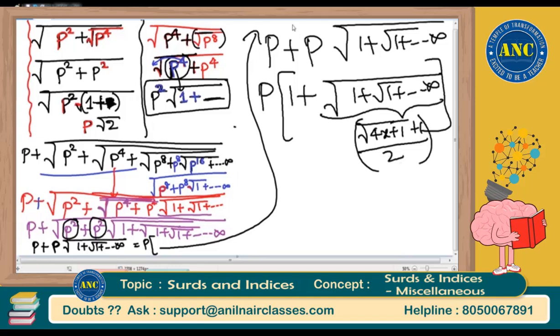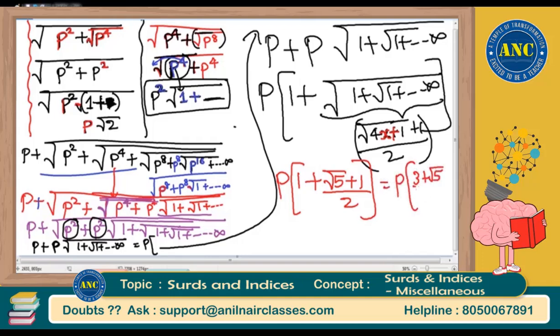So I can make use of that corollary and write it as p into 1 plus, where x value is 1: 4 into 1 is 4, 4 plus 1 is 5. It is root 5 plus 1 by 2. Take the LCM, and you will get the answer. The final answer is p into 3 plus root 5 by 2.